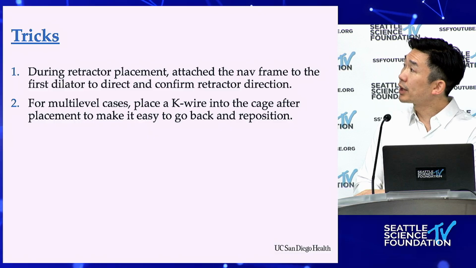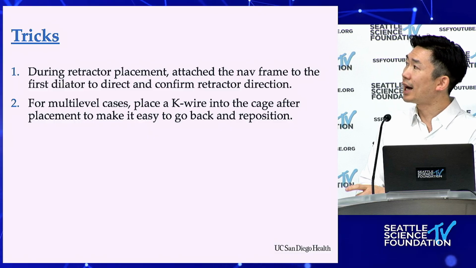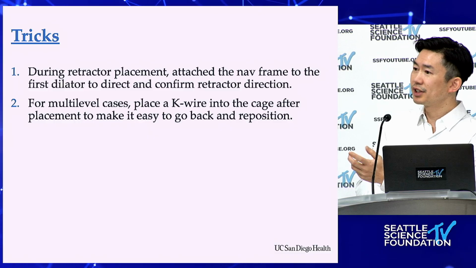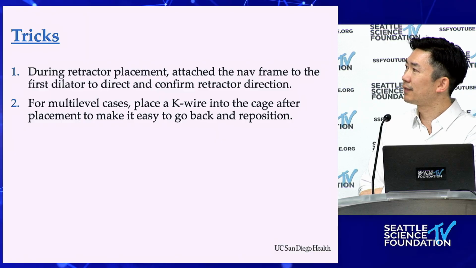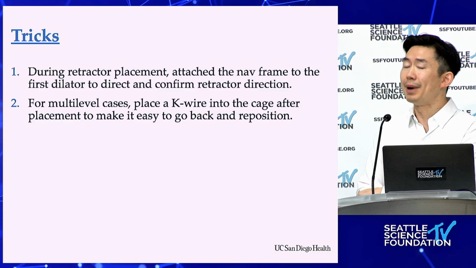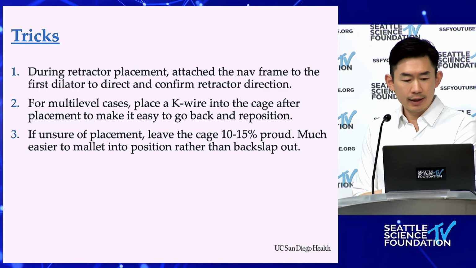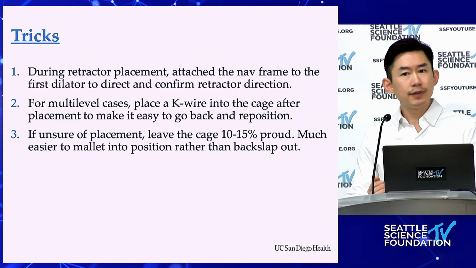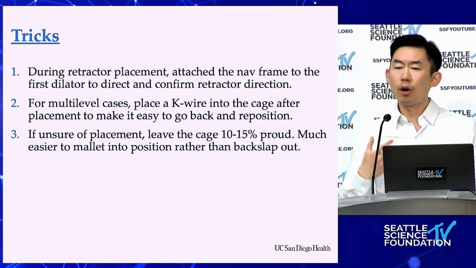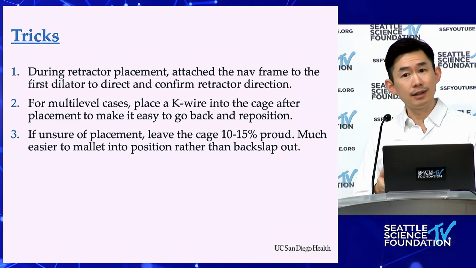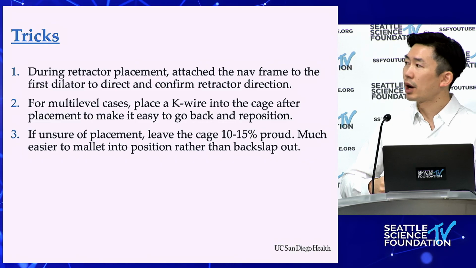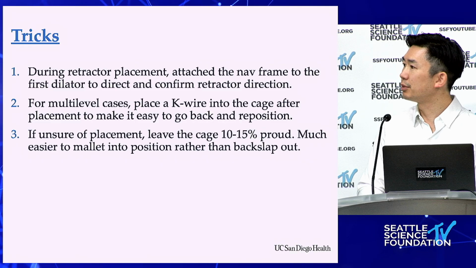Next, for multi-level cases, place a K-wire into the cage after. I got this from Bill, actually, and this was a tip that I found to be very easy to go back and reposition. And then if you're unsure of the placement, just leave the cage a little proud, right? It's always going to be easier to mallet in the cage with a few taps rather than backslap it out if you're unhappy with how it looks.